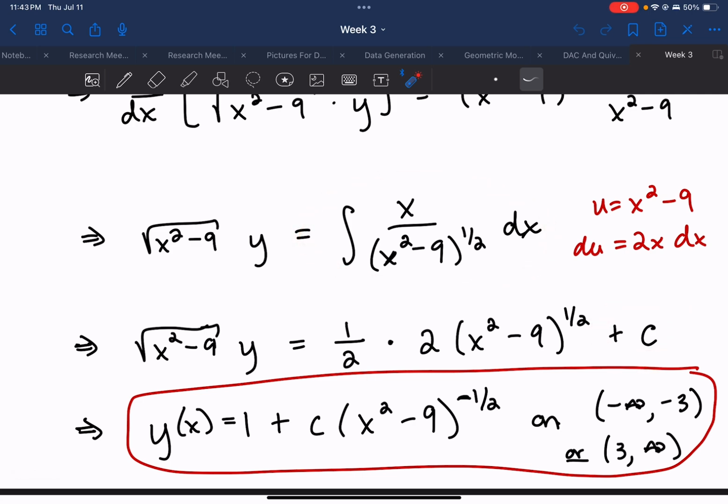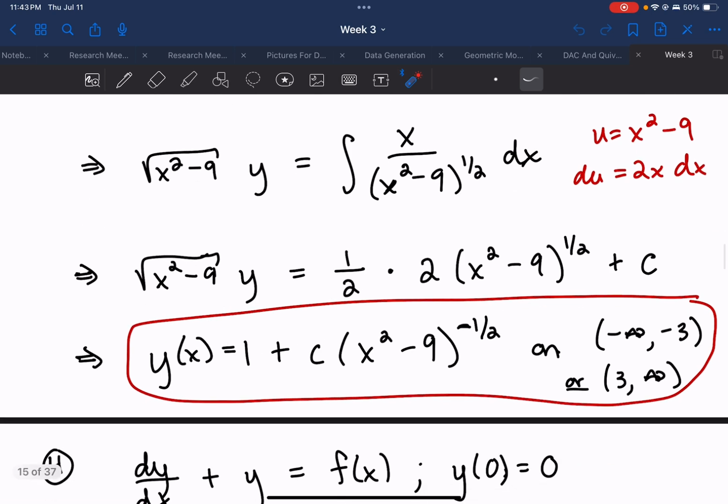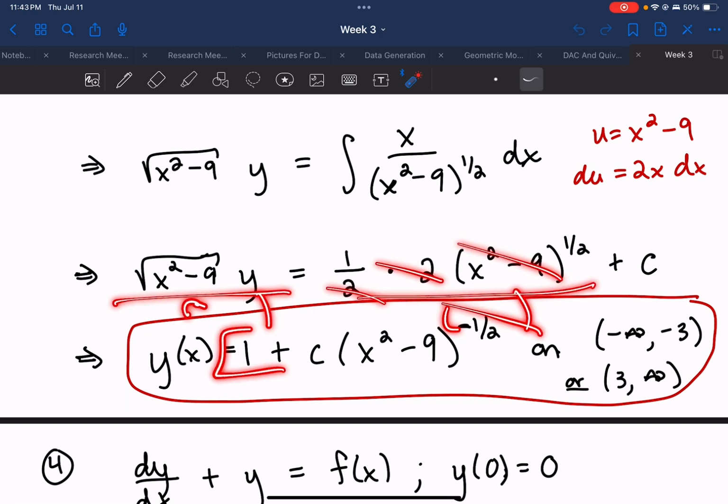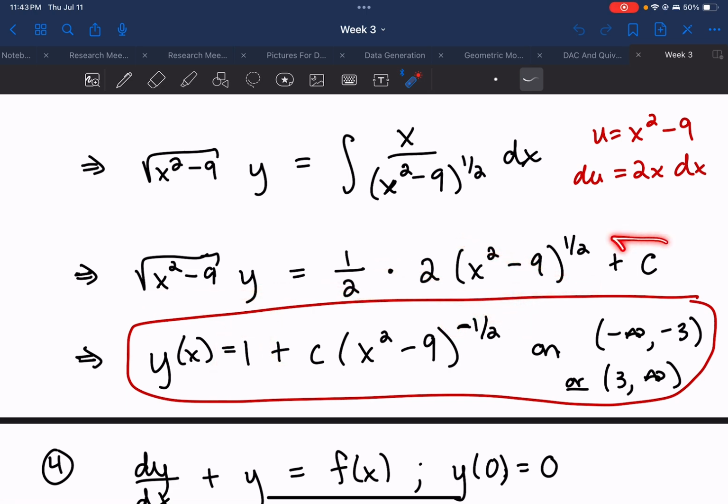Now all I need to do to solve this is to divide by this square root right here. This and this cancel, and I get y equals. This is x squared minus 9 to the 1/2 power, let's remember that. If I divide by this here as well, these will cancel, and I'm left with a 1. And then I've got c over this, on either one of these intervals. Doesn't matter.